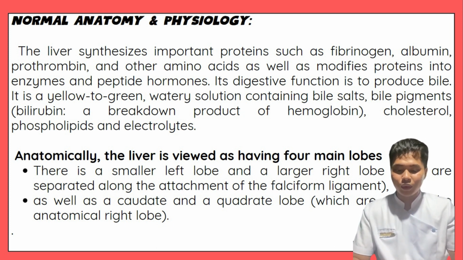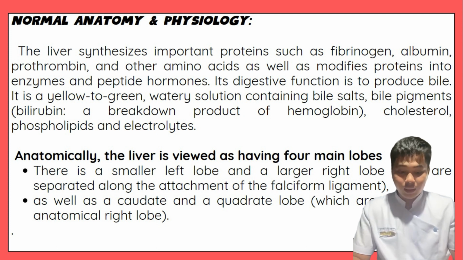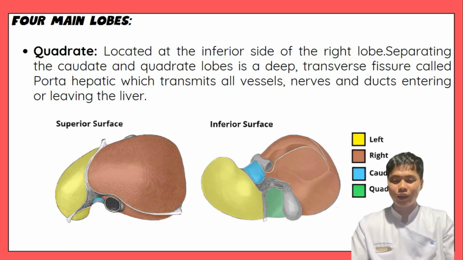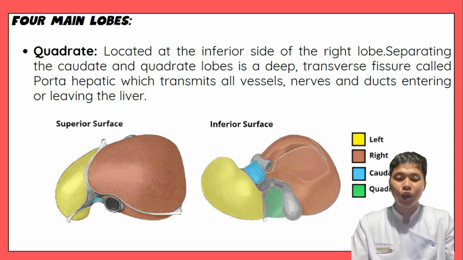Anatomically, the liver is viewed as having four main lobes. There is a smaller left lobe and a larger right lobe that are separated along the attachment of the falciform ligament, as well as the caudate and quadrate lobes, which are part of the anatomical right lobe. The quadrate is located at the inferior side of the right lobe. Separating the caudate and the quadrate lobes is a deep transverse fissure called the porta hepatis, which transmits all vessels, nerves, and ducts entering or leaving the liver.